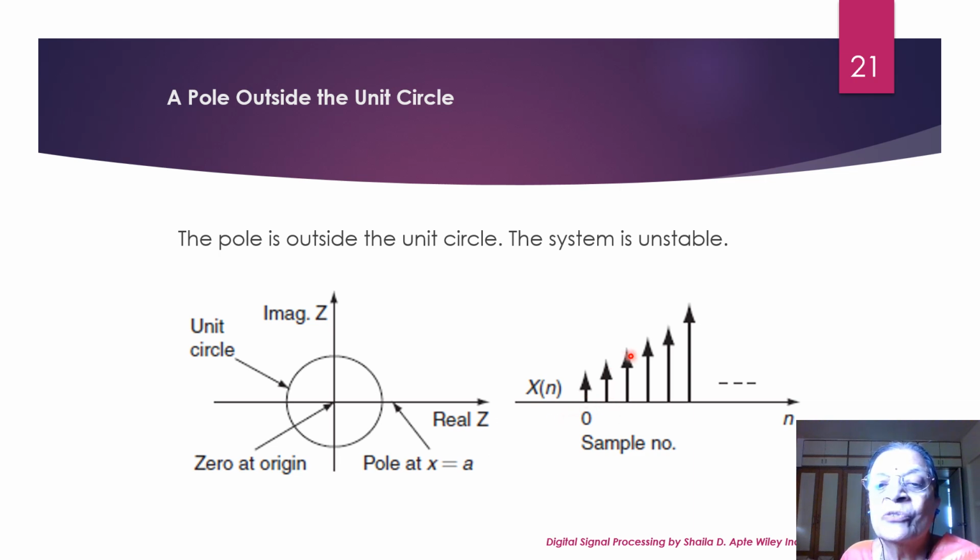So when a is greater than 1, what will happen? A square, a cube, a raised to 4, a raised to 5. If the sequence is a raised to n u(n), see, suppose a is equal to 2, then 2, 4, it will be 8, then 16, 32. So the system response will become divergent.